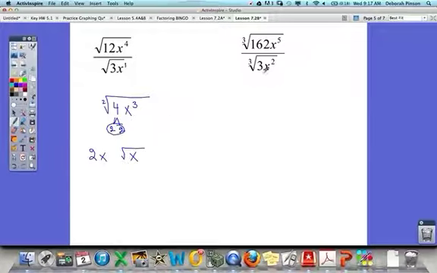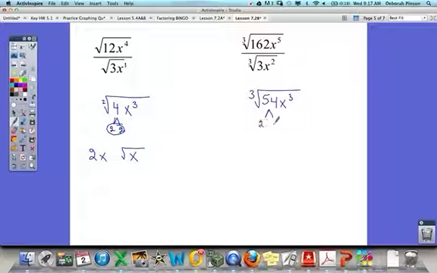Now, same thing here. 3 goes into 162. I checked it, it does. So I'm going to try to divide first. So I'll have cubed root, 162 divided by 3 is 54, x to the third. And then I'll simplify this thing down.